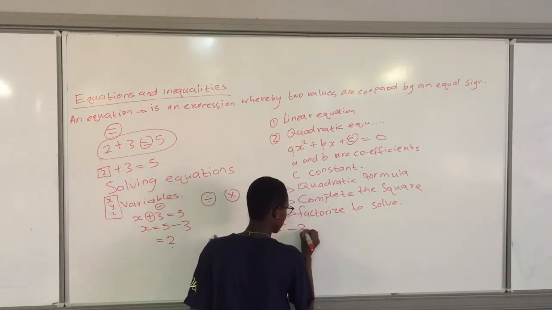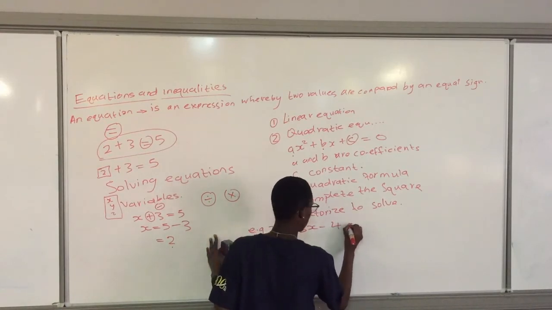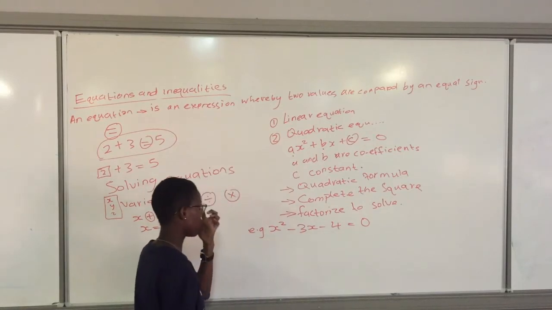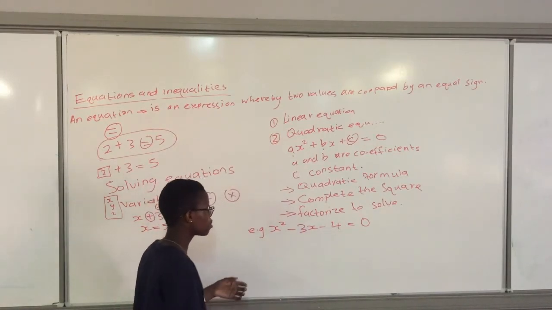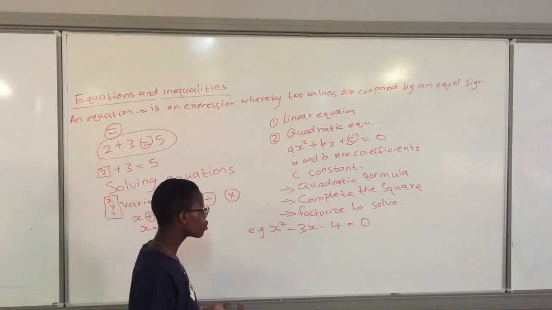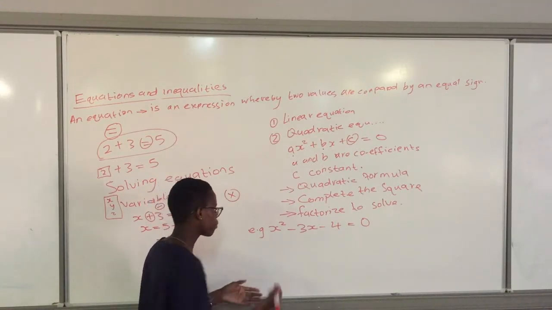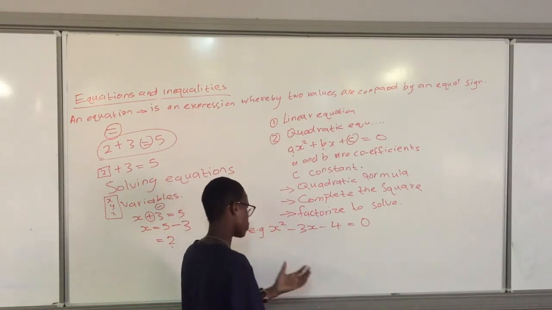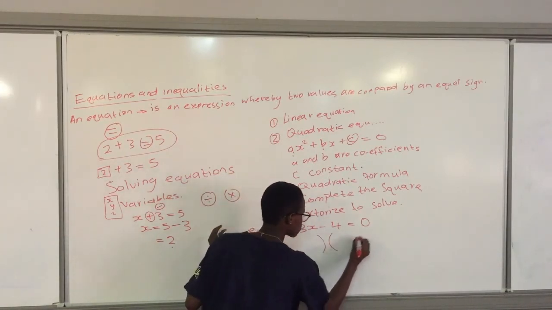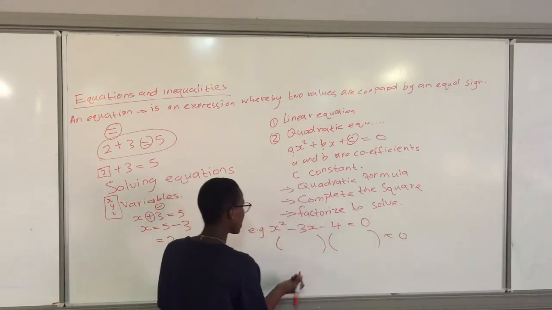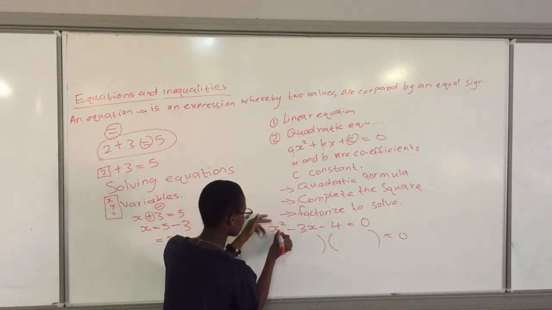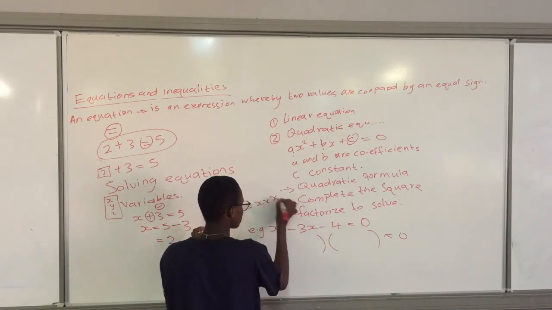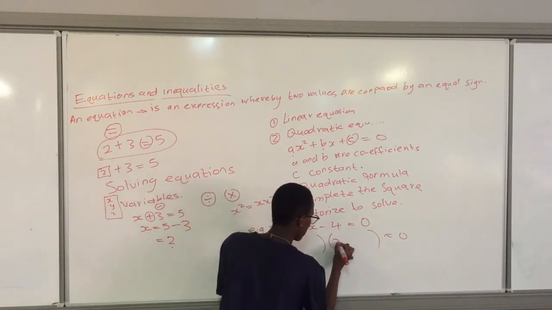x squared minus 3x minus 4 equals 0. The question says solve for x, and you see it equals 0. How am I going to do that? It's simple. You factorize. Open the two brackets equals to 0. x squared is the same as x times x. Then you put x here, you put x here.